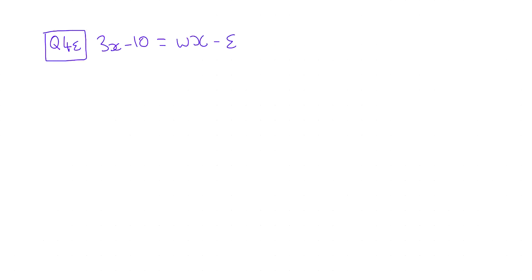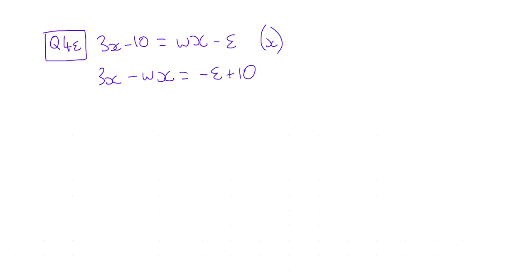For this one, I've been asked to get x by itself. So I have to rearrange this equation to make x the subject. Now, I'm sure you can see the problem is that there are two x's and they're on different sides of the equal sign. So the first thing I'm going to do is put them together. So I'm going to leave 3x and I'm going to bring this one across. So I'm going to subtract wx from this side. Then on this side, I'm left with negative e. Don't forget about the sign. And then minus 10 becomes plus 10 over this side.